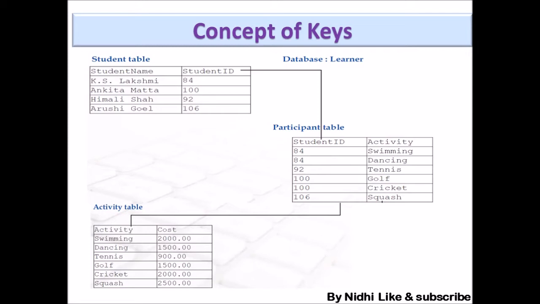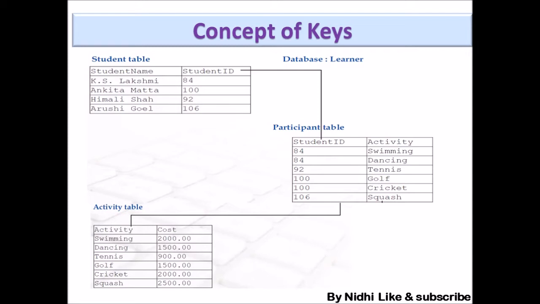That land has the structure of a house, and each room or separate portion in the house is considered a table. Here the database name is learner. In that learner database, we have three tables: the first is the student table, the second is the participant table, and the third is the activity table. Now see here, the student table has two columns: student name and student id.